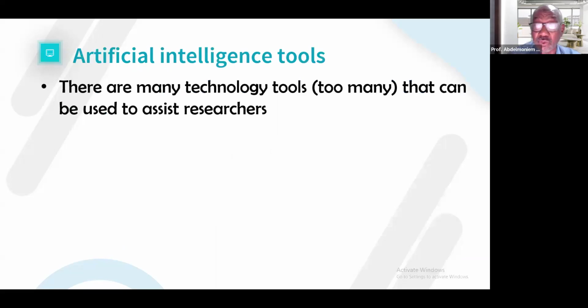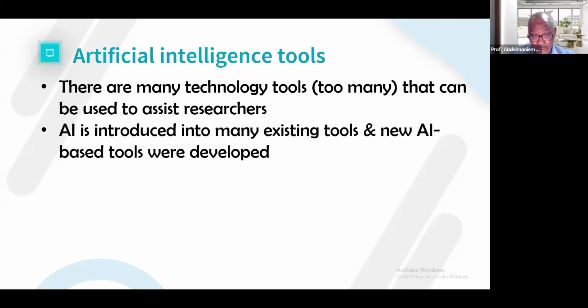Now, there are many technology tools, too many of them, that can be used to assist researchers. I've just introduced the emerging technologies, especially artificial intelligence, but there are many tools that can be used to assist researchers. AI is introduced in many existing tools. This point I need to emphasize. There were technology tools in existence, and they were used for research. But AI was introduced into those tools, and I'm going to draw your attention to that fact when I explore these tools.